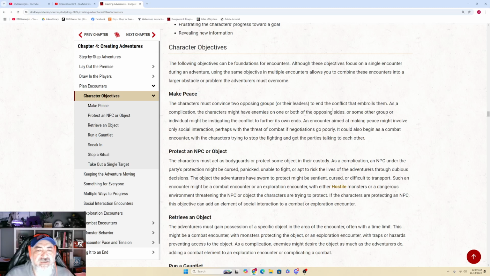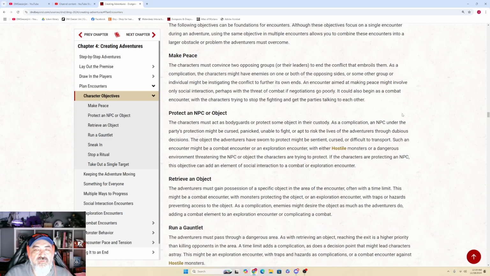Make peace. The characters must convince two opposing groups or their leaders to end the conflict that embroils them. As a complication, the characters might have enemies on one or both of the opposing sides, or some other group or individual might be instigating the conflict to further its own ends. An encounter aimed at making peace might involve only social interaction, perhaps with the threat of combat if negotiations go poorly. It could also begin as a combat encounter with the players trying to stop the fighting and get the parties talking to each other.